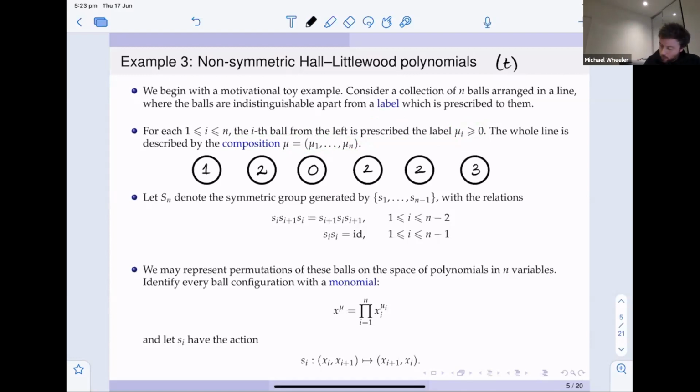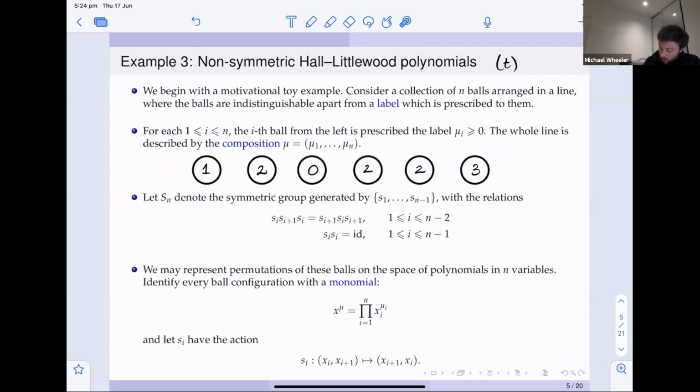Okay, and what we're interested in doing is shuffling the balls around. But when we do this shuffling, these ones here are indistinguishable. So if we perform a permutation here, then it should have no effect. Okay, so now let's look at representations of the symmetric group on such collections of objects. So let's take the symmetric group that's generated by s1 up to s n-1. These are just the simple transpositions, and they satisfy these braid relations here.